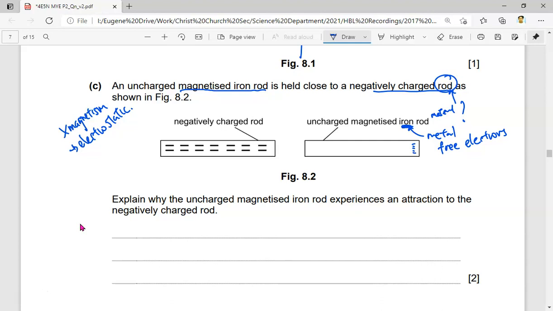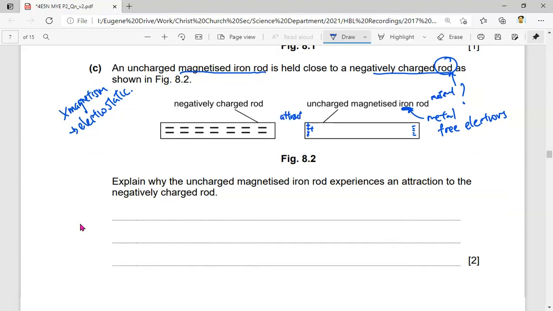If I have 5 electrons, the general idea is that because the electrons are repelled over to this side, I get 5 negative charges over here, hence the resulting part here will have 5 positive charges. Because this is negative and this is positive, what's going to happen here is that it will attract. So this is the general idea of what's happening here.